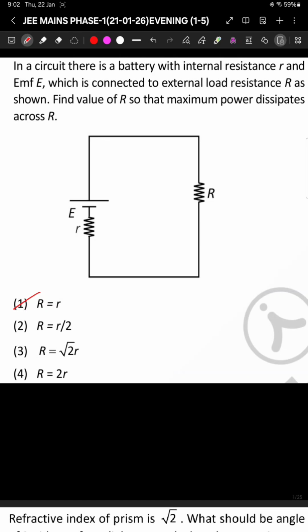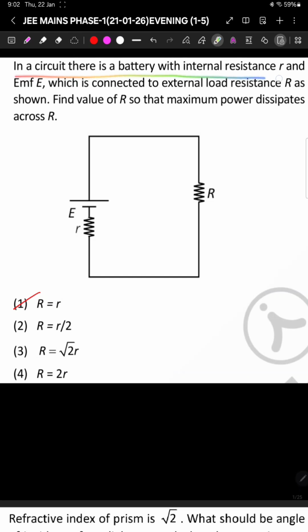Today let us discuss the JEE Mains question paper conducted on 21st January 2026, evening shift. Now I am discussing questions 1 to 5 in this. First question. This question belongs to current electricity.